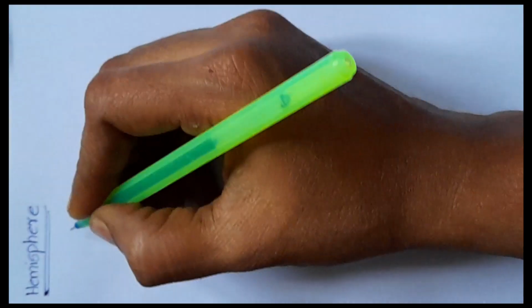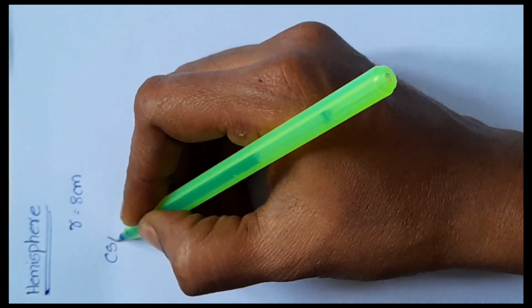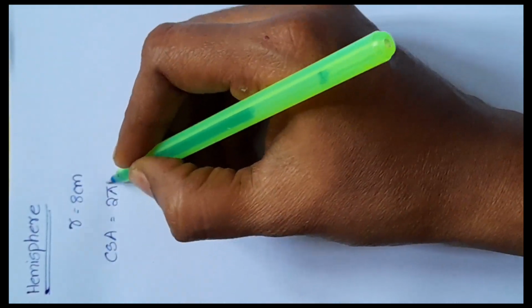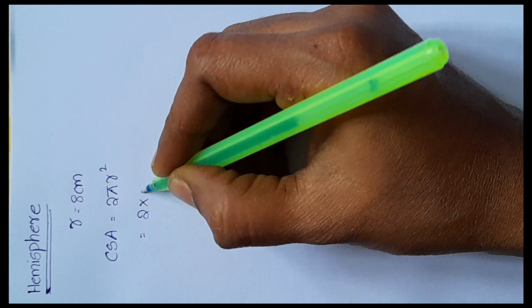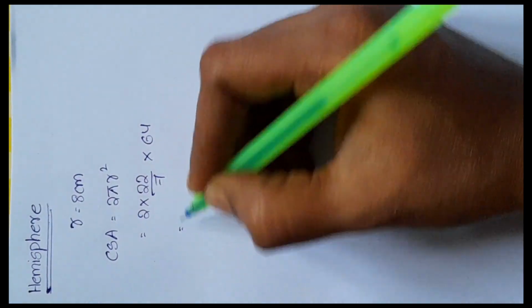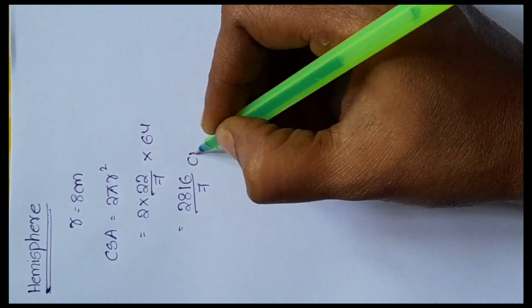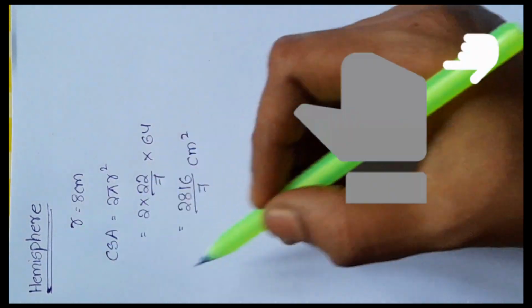Now for the hemisphere part, r is equal to 8 centimeters and the curved surface area formula is 2 pi r square. Substituting the values, 2 into 22 by 7 into r square is 64. By multiplication, we get 2816 by 7 centimeter square is the curved surface area of the hemisphere part.